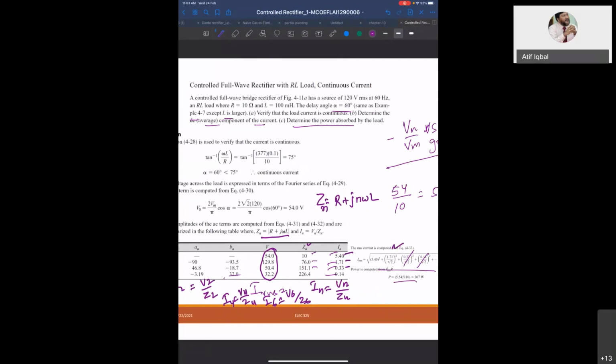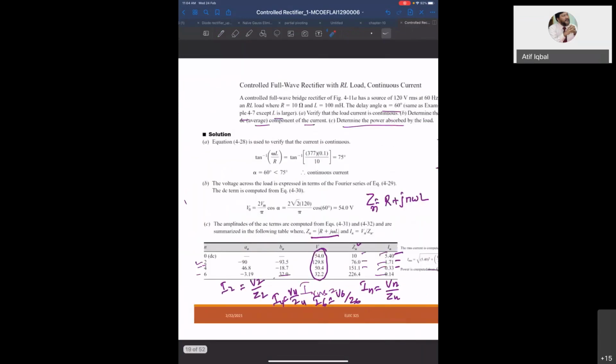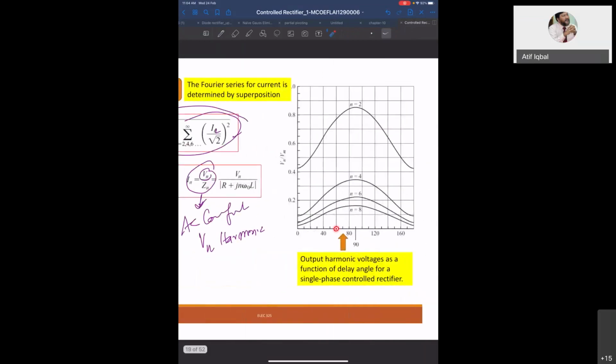Now, this we have seen. What we can do is, instead of using the formula for Vn, you can also use this graph for the calculation of the harmonic voltages. How can we use this graph? On this axis we have Vn over Vm, the normalized value of the harmonic voltage, and on the x-axis we have alpha. Here alpha is equal to 60 degrees, so corresponding to 60 degrees, we can read the magnitude of all the harmonic voltages, for example the eighth, sixth, fourth, and second harmonics. This is the second harmonic voltage for 60 degrees.